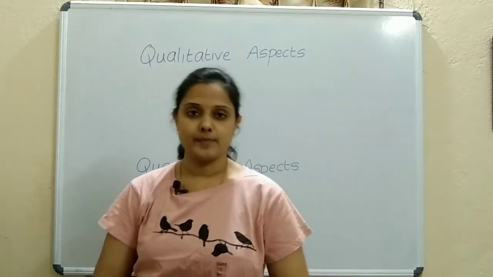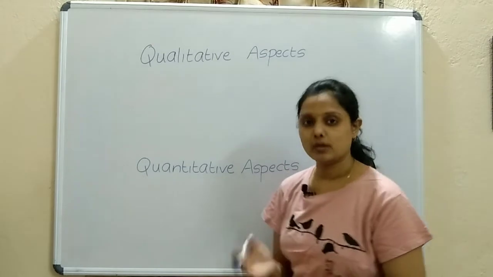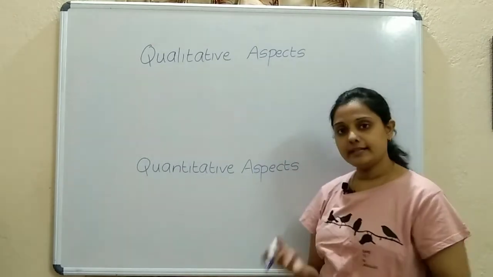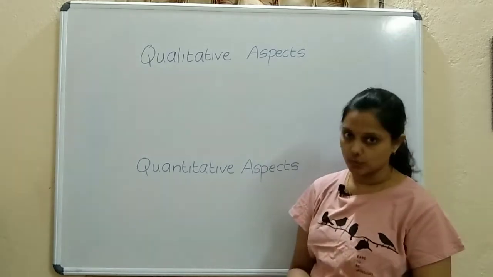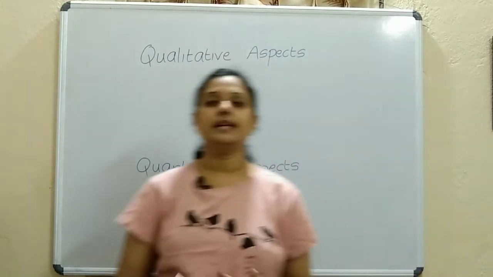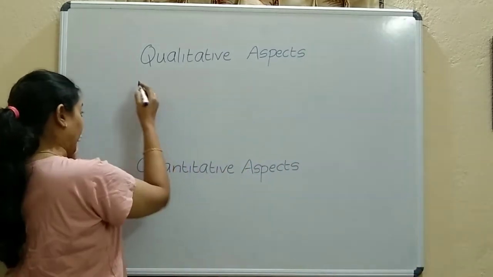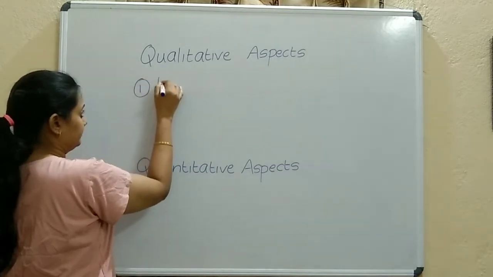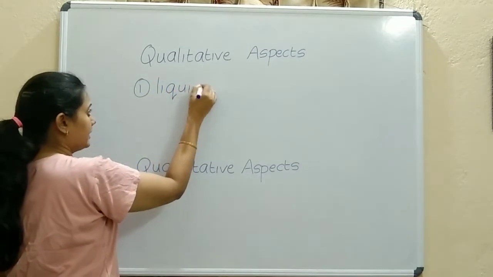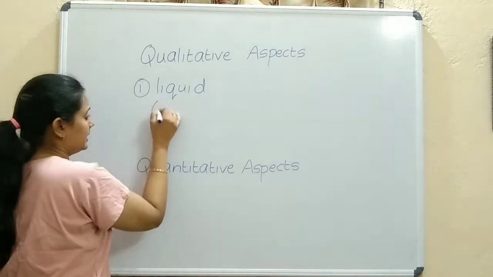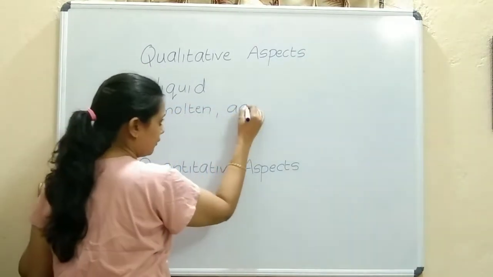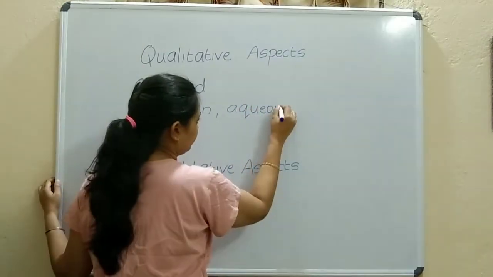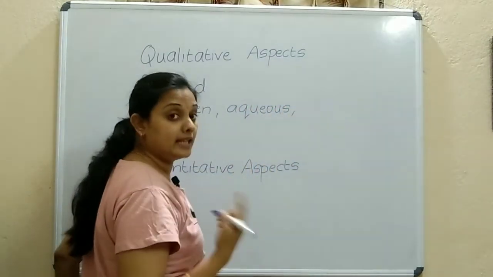We have two aspects, that is qualitative and quantitative. So the qualitative aspects depend on the electrolyte used, correct. Always the electrolyte should be in the liquid form. We can also write it as it should be in the molten form, it should be in the aqueous form, correct. It can also be in the ethereal form.